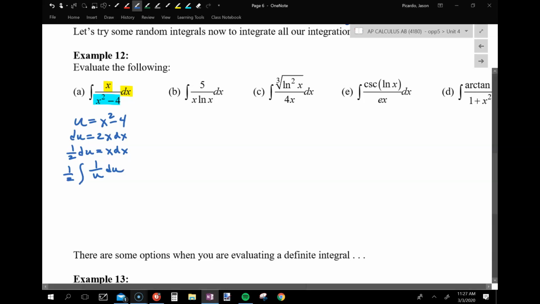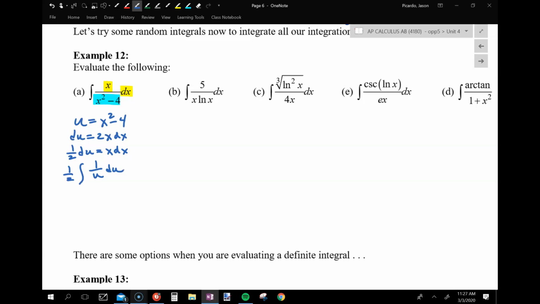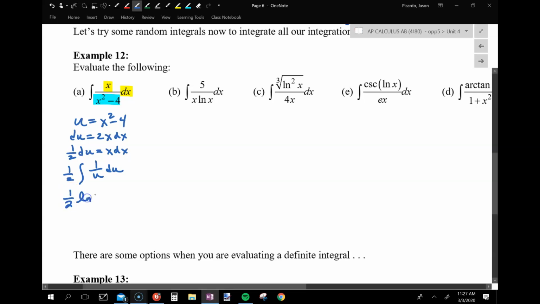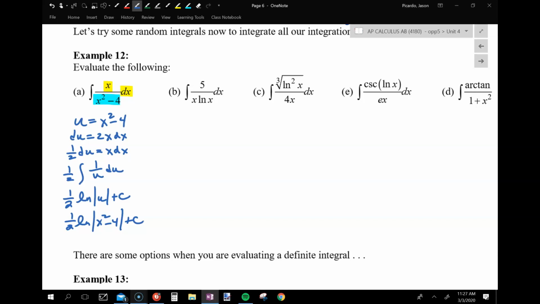What's the rule for the integral of 1 over u? This is from our chart, guys. 1 over u. So it's the second page. It's the natural log of the absolute value of u, right? Yeah. So this is a half of the natural log absolute value of u plus c. And there is our first case. Nothing all that crazy about that one, is there? Right? Pretty straightforward.